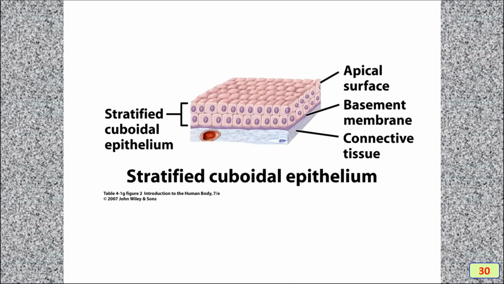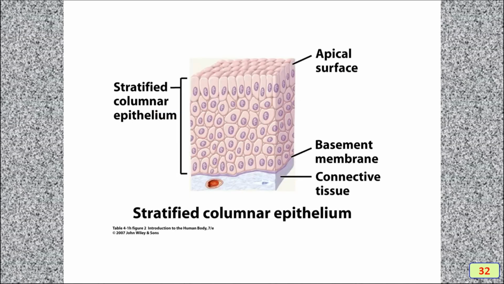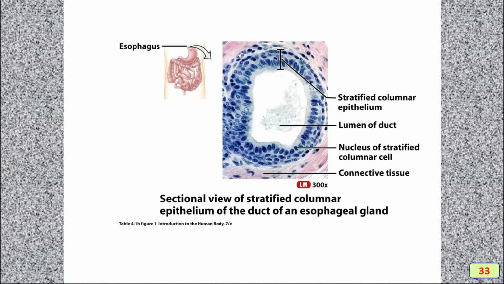Stratified cuboidal epithelial cells contain an apical surface, basement membrane, and also connective tissue. Here is the sectional view of stratified cuboidal epithelial cells as in the esophageal gland. Then stratified columnar epithelium is present in several tissues. The esophagus contains stratified columnar epithelial cells, especially in the esophageal duct.